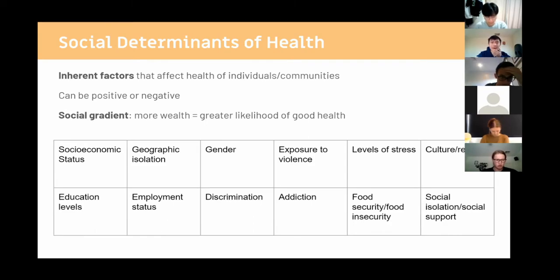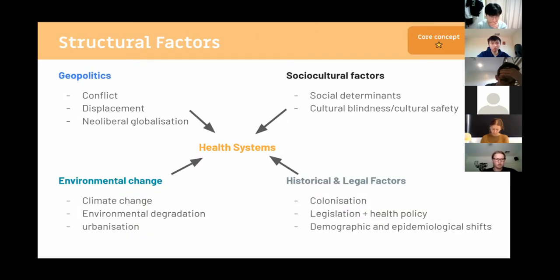And there's also something called the social gradient that one of the PSPs last year talked about, not necessarily in our lecture, so I'm not quite sure how relevant it is. But basically, it says that more wealth equals a greater likelihood of good health, because you have more money to not only get the treatment, but also live in an environment where you are happy and your well-being is great. Other things are geographic isolation, gender, discrimination, and addiction. All these things will affect your health negatively or positively. So next slide. That's social.